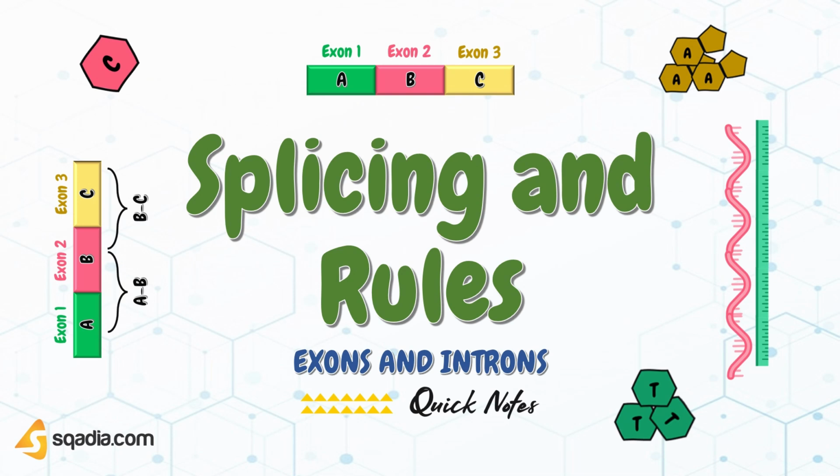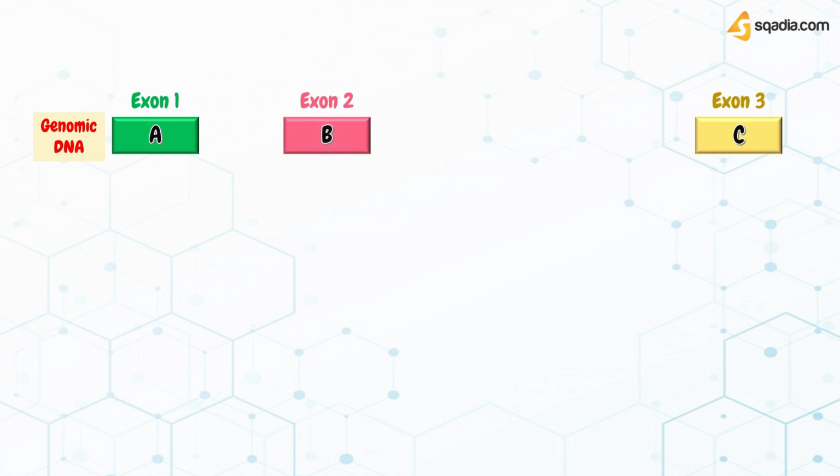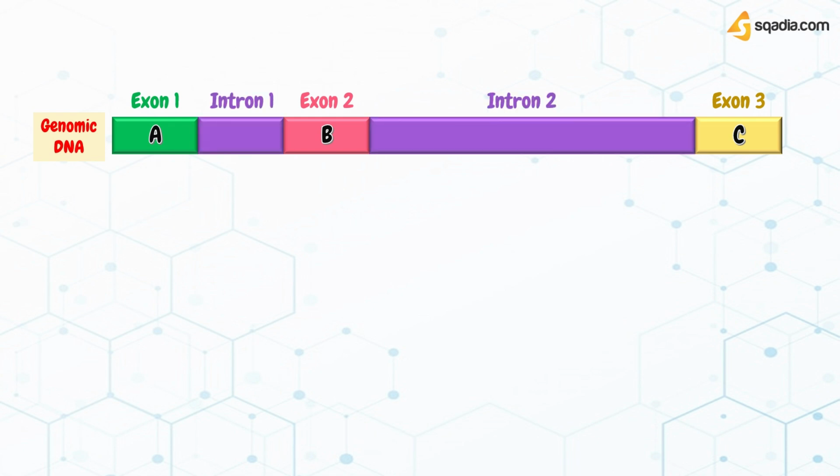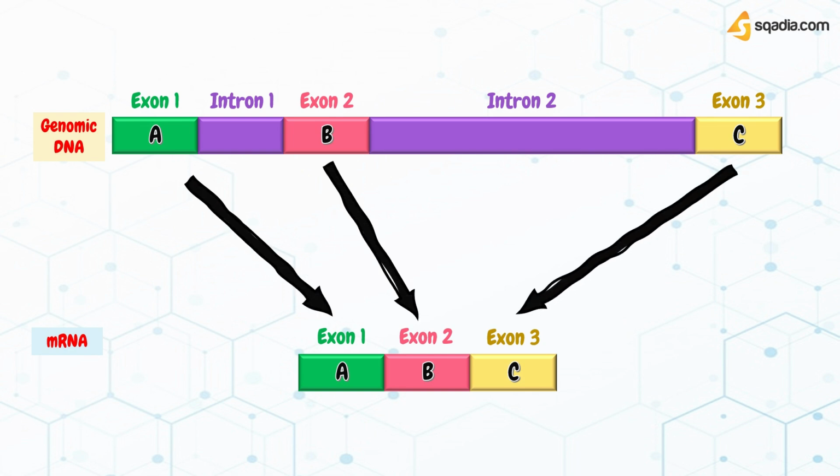In this video, we will talk about the splicing and rules. This is genomic DNA having exon 1, exon 2, and exon 3. It also has intron 1 and intron 2. As we have discussed, the order of exons in a gene remains the same as the order of exons in the processed messenger RNA.